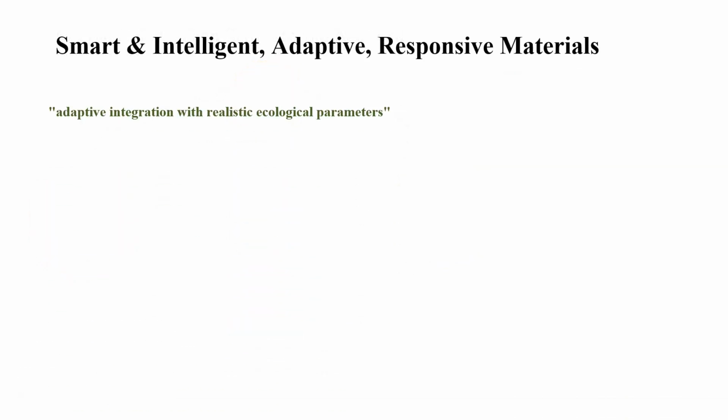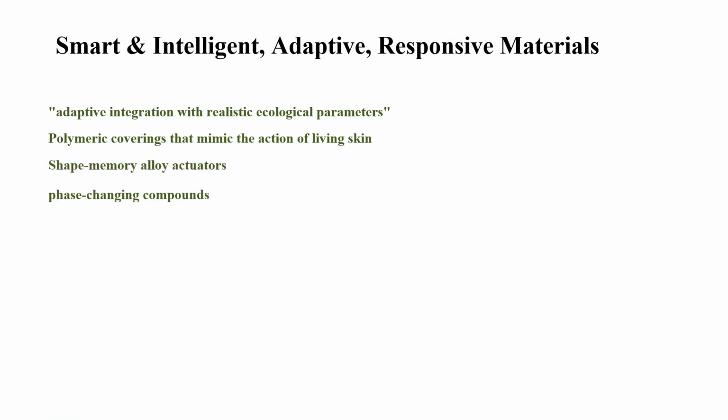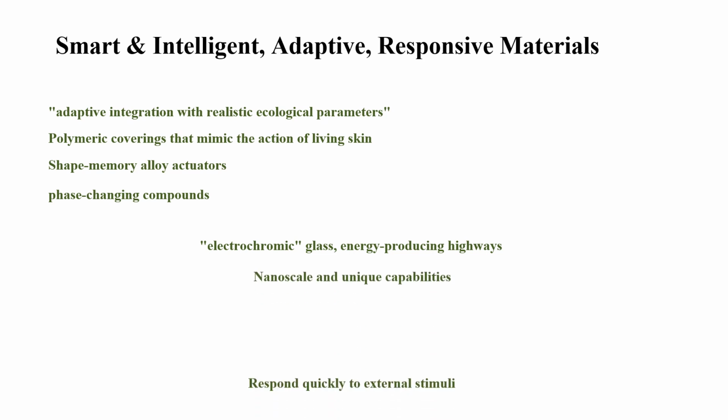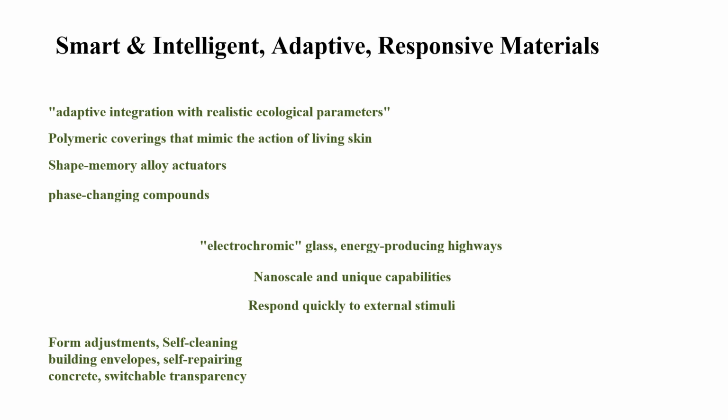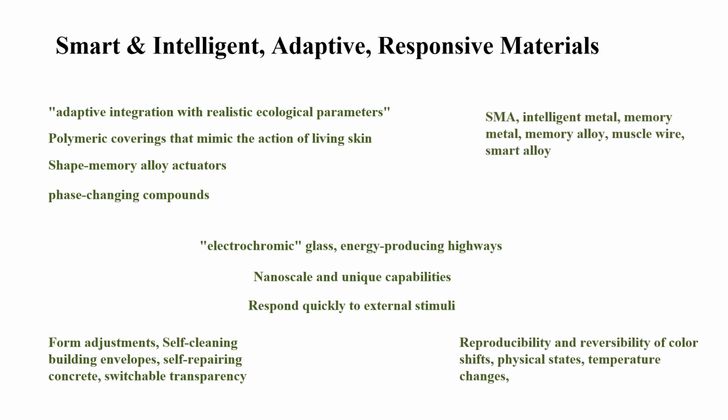Here I want to talk about some smart materials like polymeric coverings that mimic the action of living skin, shape memory alloy actuators, phase changing compounds, electrochromic glass, energy producing highways, nanoscale and unique capabilities, form adjustments, self-cleaning building envelopes, self-repairing concrete, switchable transparency, SMA, intelligent metal, memory alloy, muscle wire, smart alloy.